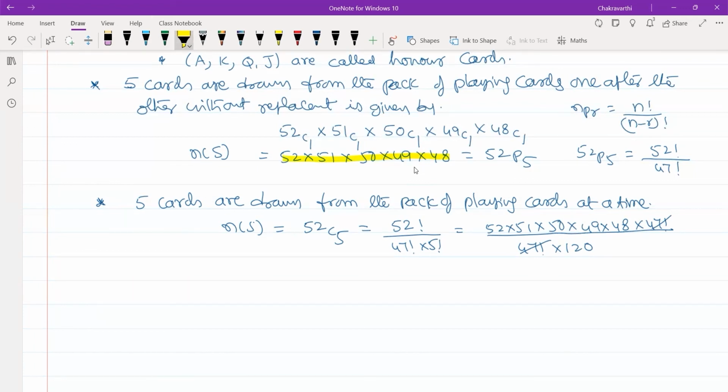Don't simplify step by step here. After completion of this evaluation process, finally take the one simplification. Now remember this one here. In this case, order is important, with order. Here there is no order. Remember these 2 points: the problem with order uses permutations, without order use combinations.